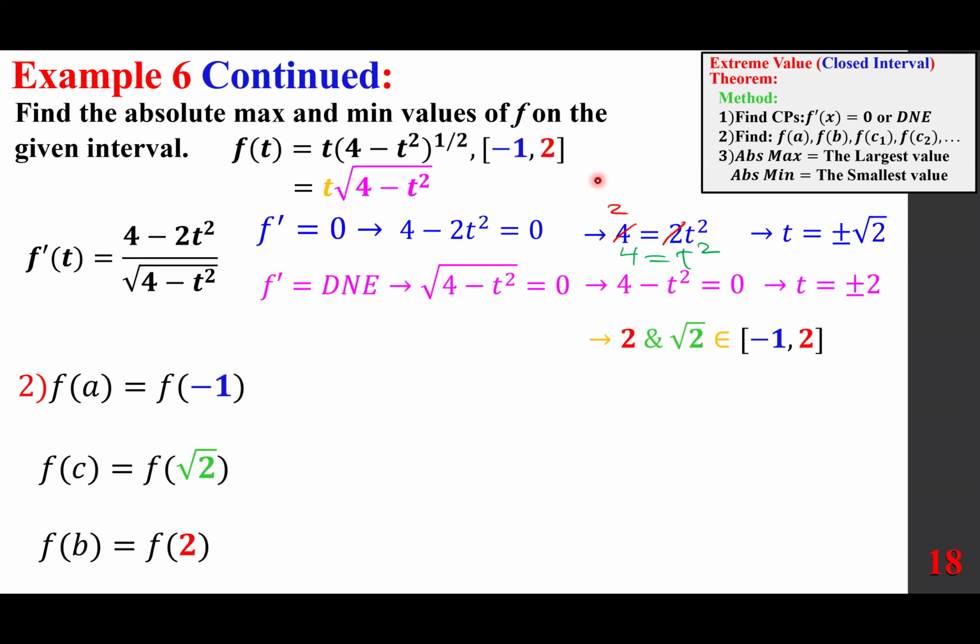What is the function? The function f of t is t times the square root of 4 minus t squared, which means for this one, replace the t with negative 1. As you see, negative 1 squared is positive 1. 4 minus that is positive 3. This makes it minus square root of 3.